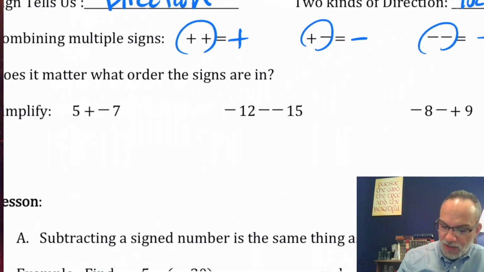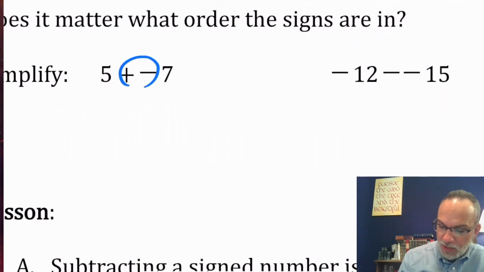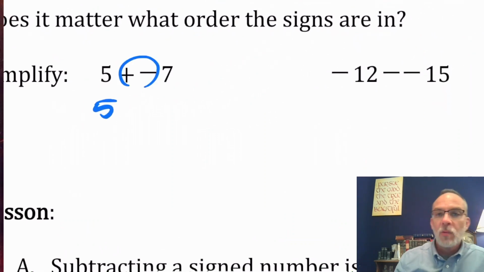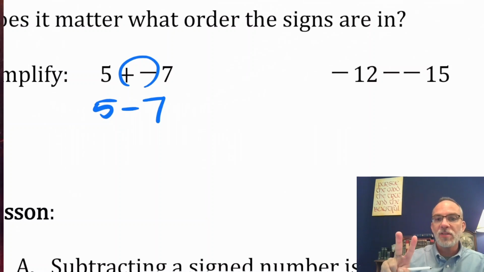All right, so simplify. I've got two signs. Replace them with their equivalent: 5, and what's the positive times a negative? Well, that would be a negative. 5 minus 7 now is how that simplifies. Simplifying the sign is one step. Then the second step is to simplify the numbers.